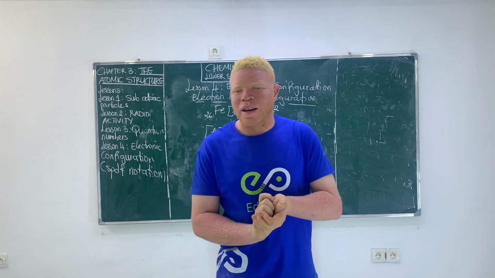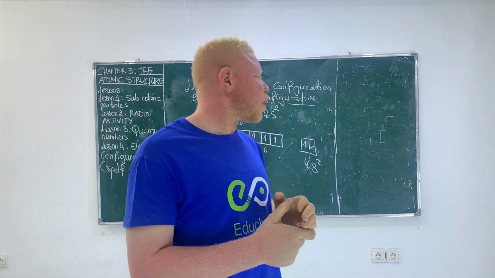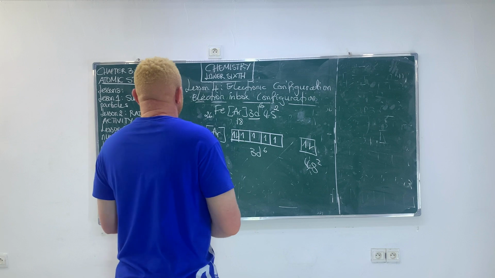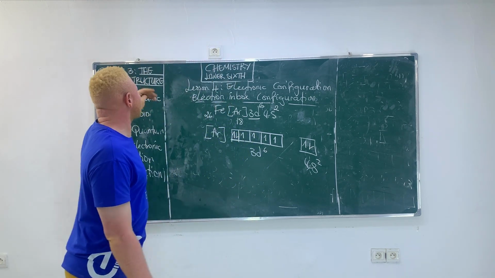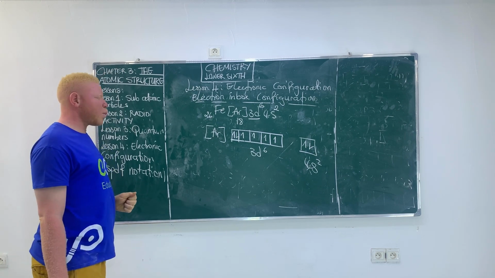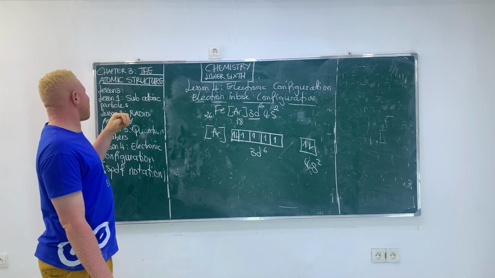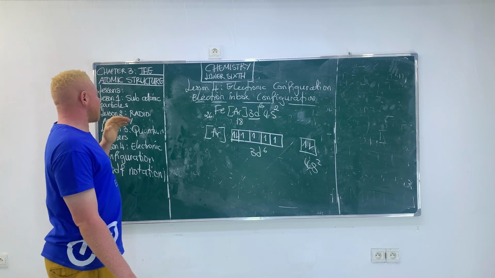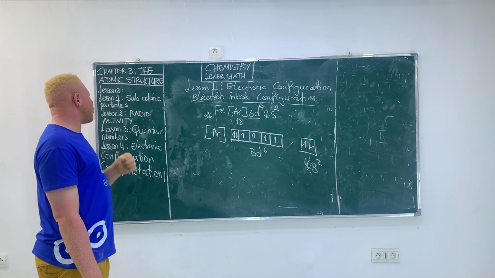So we arrive at the end of our lesson today. The chapter today was atomic structure. Under atomic structure, we saw 4 main points: the subatomic particles, radioactivity, the quantum numbers, and electronic configuration.